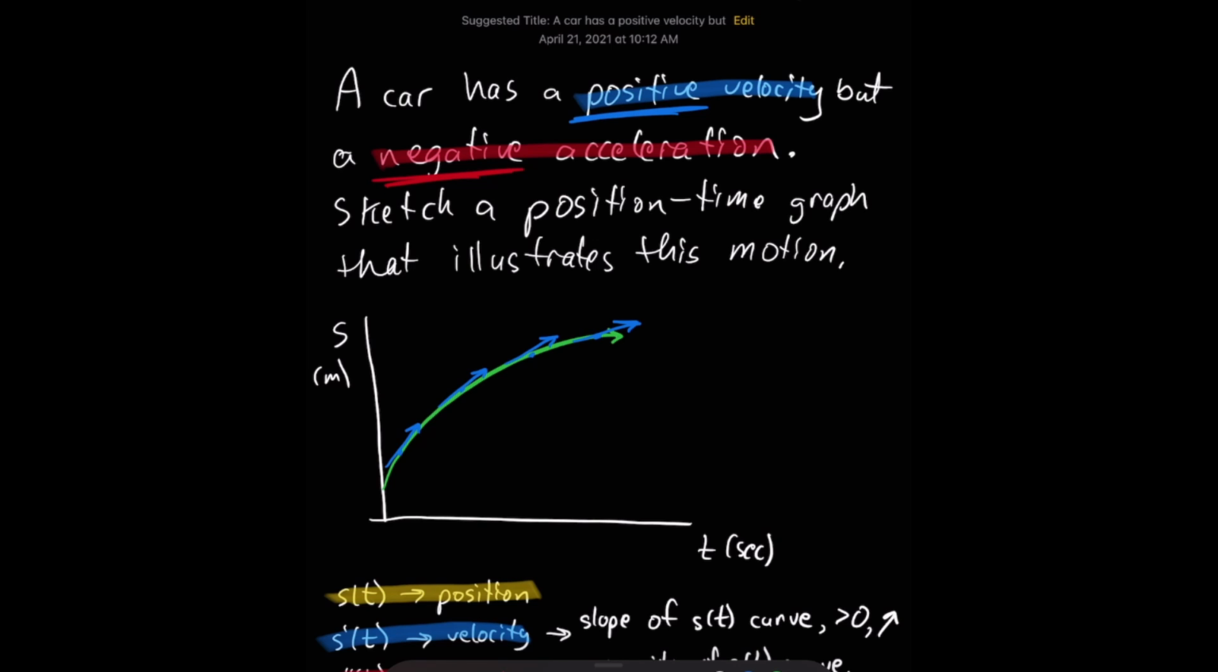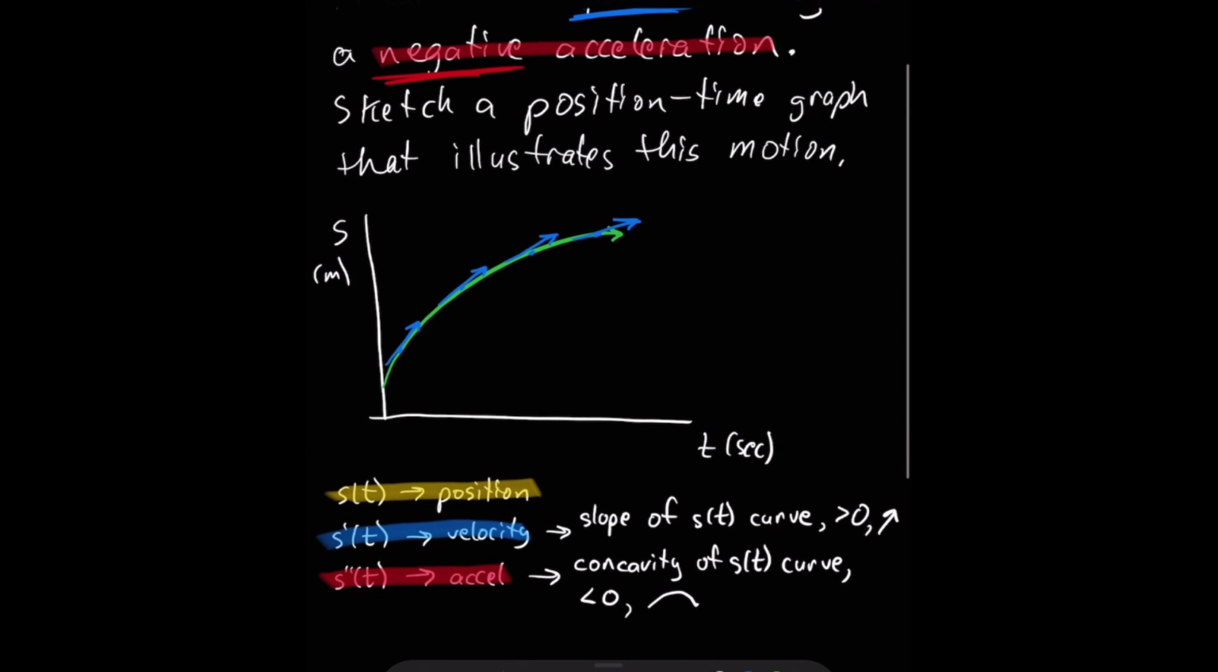So you can think that they are in opposition to each other. So we're moving forward, but we're kind of being pulled back. Maybe the car is coasting and just friction or wind is slowing us down. That's fine. That's what we expect. And let's confirm our concavity. Concavity should be concave down.